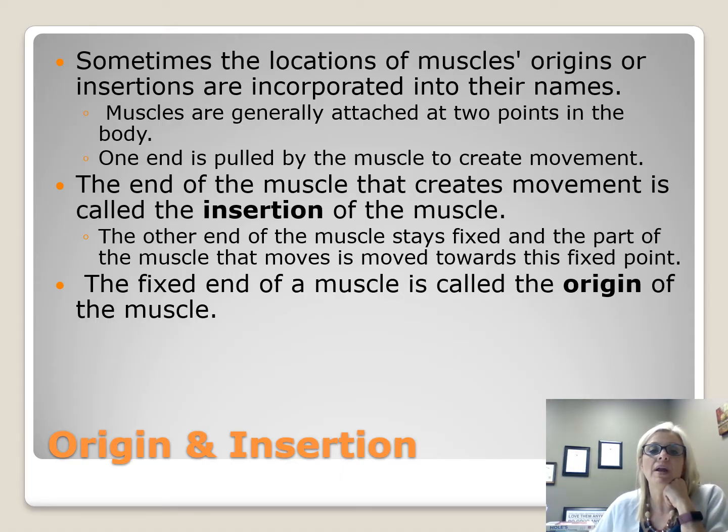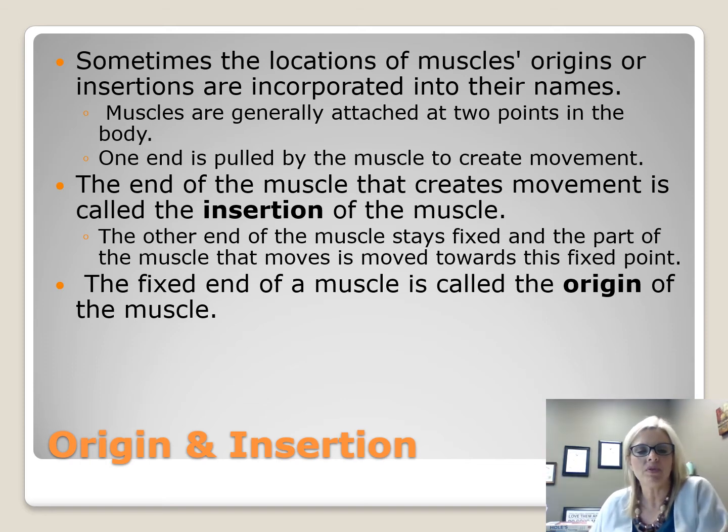Okay, so sometimes the location of the muscle's origin and insertion are incorporated into their names. Muscles are going to be attached at 2 points in the body in general. One end is going to be pulled by the muscle to create movement. So the end of the muscle that creates movement is called the insertion. And the fixed end of a muscle is what we call the origin.